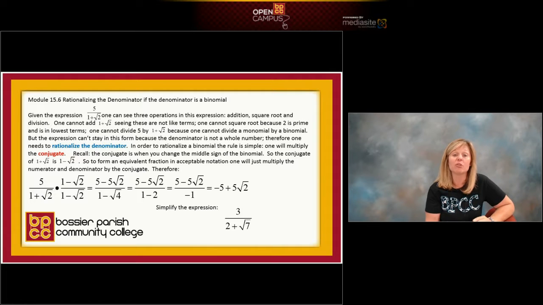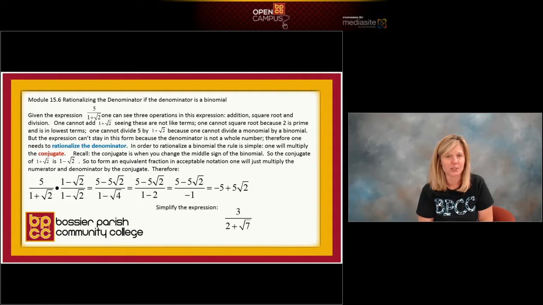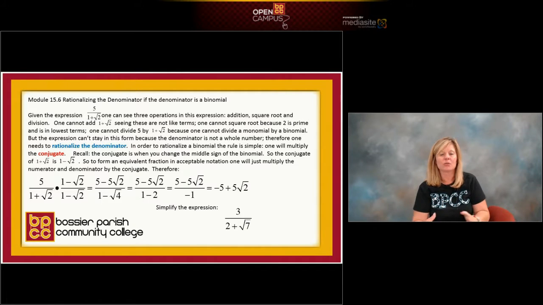Then I would ask, can you divide 5 by 1 plus square root of 2? And again, the answer to that is no because you cannot divide a monomial by a binomial. Okay? And you can't separate that. You can't say it's 5 divided by 1 because it's not. It's 5 divided by 1 plus square root of 2. So you can't do any of the operations in that expression. Isn't that great? So now the question is, do I just leave the answer like that?